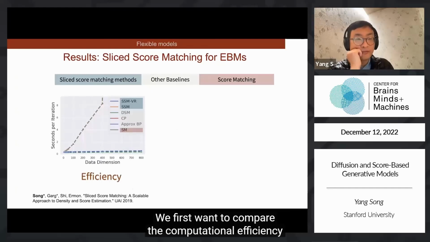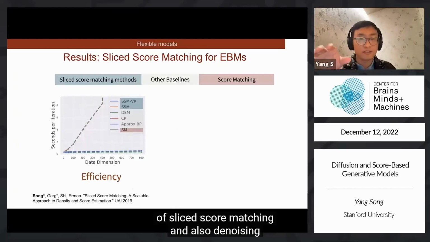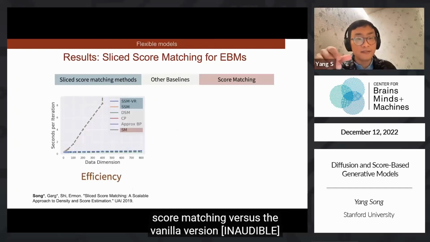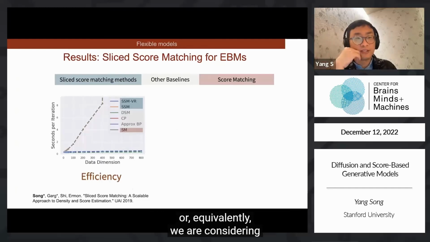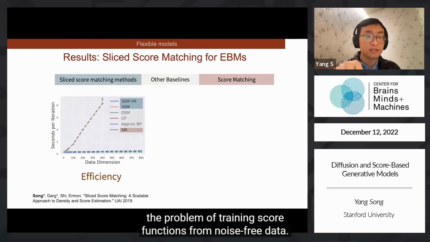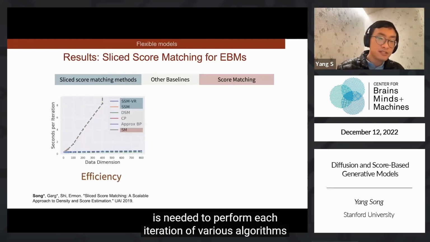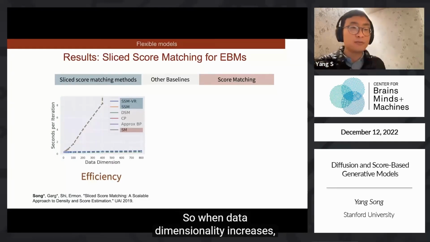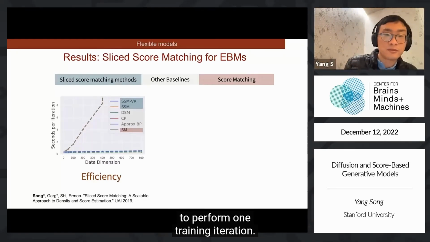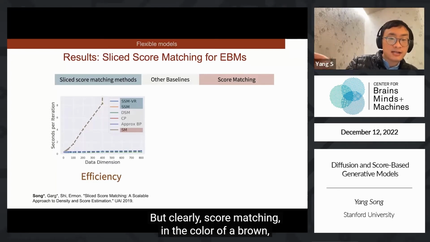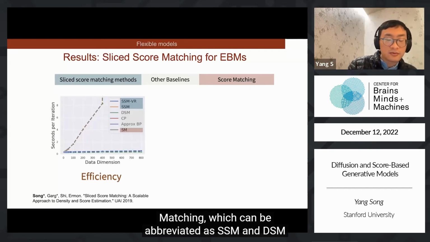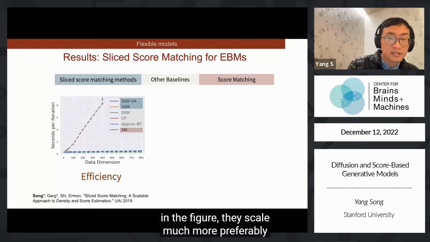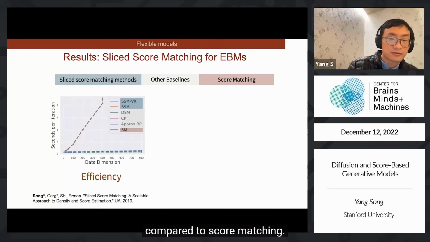So here are some experimental results. We first want to compare the computational efficiency of sliced score matching and denoising score matching versus the vanilla version of score matching. We consider the problem of training energy-based models, or equivalently, we are considering the problem of training score functions from noise-free data. The first figure shows how much time is needed to perform each iteration of various algorithms as a function of data dimensionality. When data dimensionality increases, all those algorithms will take more time to perform one training iteration. But clearly, score matching in the color of brown scales the worst. In contrast, sliced score matching and denoising score matching, which can be abbreviated as SSM and DSM in the figure, scale much more favorably compared to score matching.